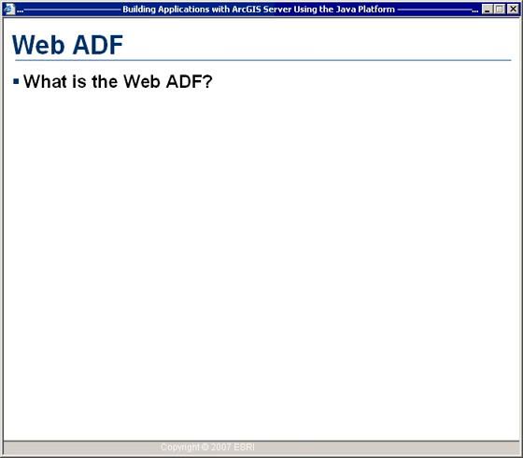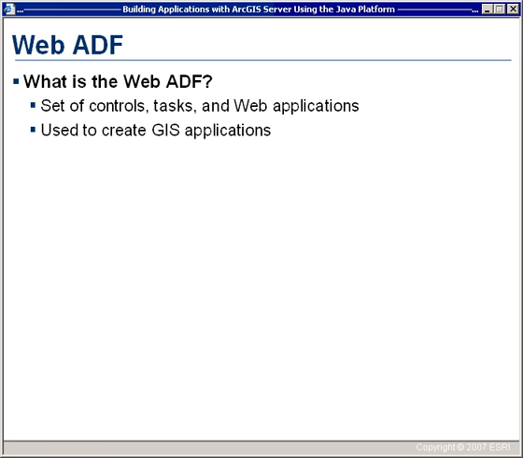Before we explore these three options in more detail, I'd like to take some time to explain exactly what the Web ADF is. That way, we may better understand how these options fit into the overall development framework. The Web ADF is a software development kit that consists of a set of controls, tasks, and applications that we as developers can use to create our GIS applications.